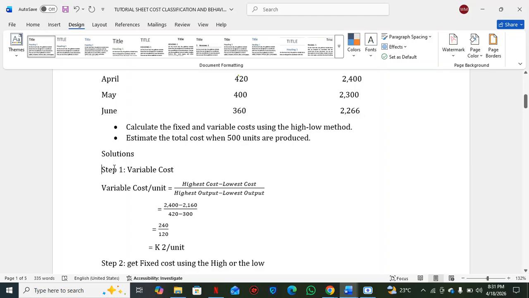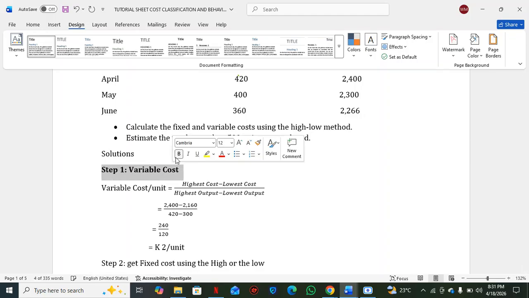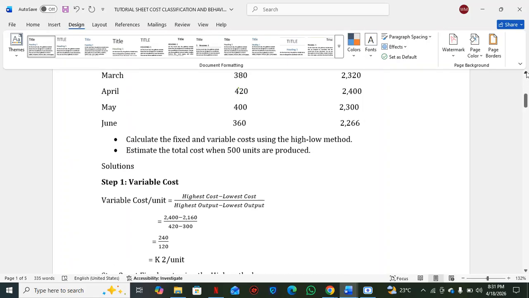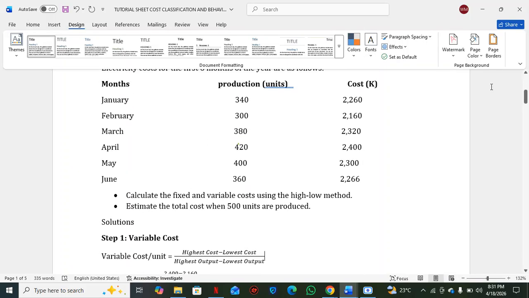Step one is to get our variable cost per unit. How do you get your variable cost per unit? You use this formula here: highest cost minus lowest cost divided by highest output minus lowest output. So in this information here, we are going to look for what is your highest cost. We're going to see our highest cost is 2,400. This is the highest cost.